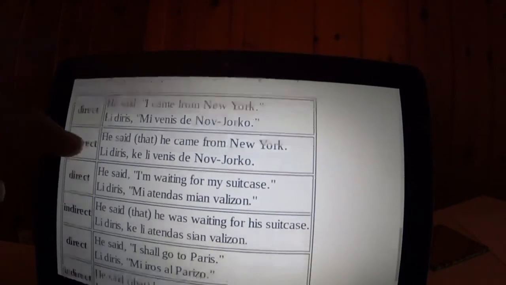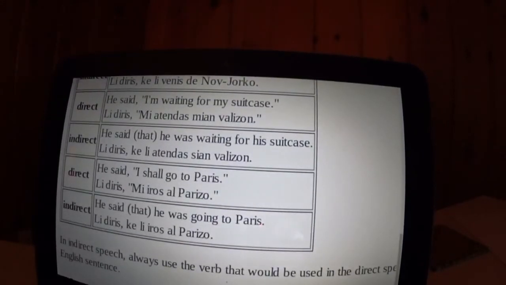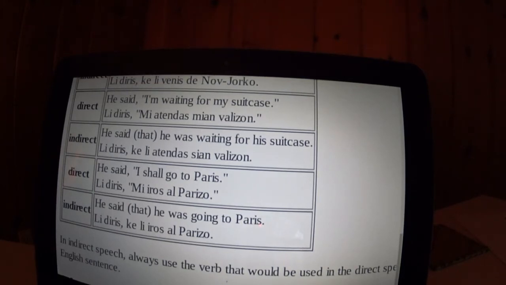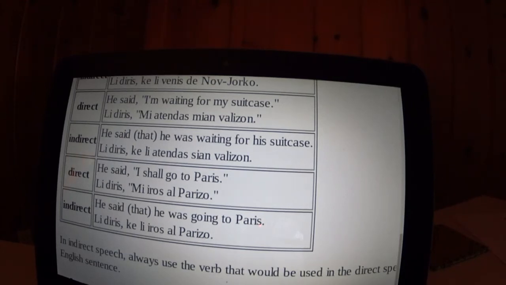Next example. He said, I'm waiting for my suitcase. Li diris, mi atendas mian valizon. Indirect, we would say, he said that he was waiting for his suitcase. Notice that the words that came out of his mouth were, I am waiting for my suitcase, but when we talk about it indirectly like that, we change it to was waiting. This is in English. But in Esperanto, you don't change it, so it's the same whether it's direct quote or indirect quote. Li diris ke li atendas sian valizon.